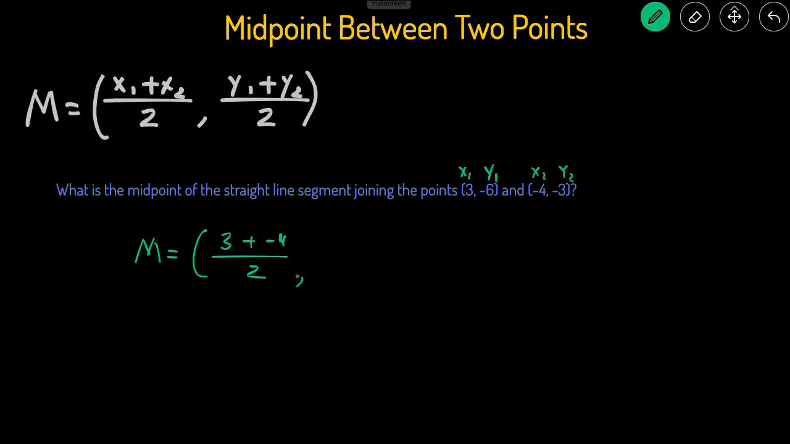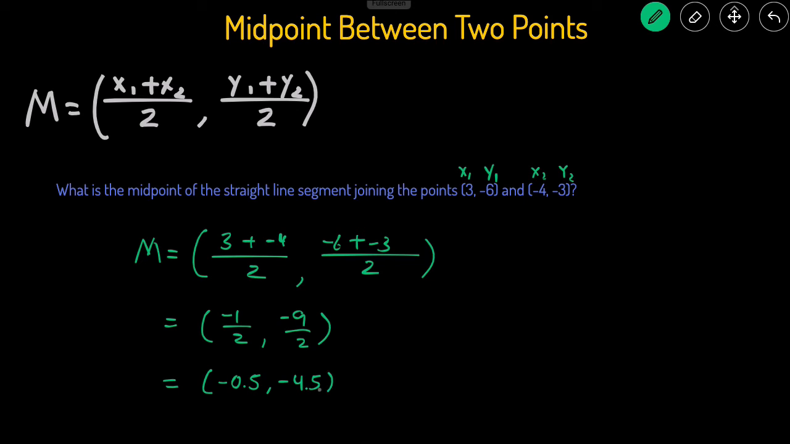And then the y coordinate will be the sum of the y's, -6, y1 plus y2, 3, and then divide that by 2. So 3 plus -4, that's just -1 over 2. And -6 plus 3, that's -3 divided by 2. And we can't simplify these anymore, so we'll just leave it like this. Or if we want to turn this into decimals, this will be -0.5 and this would be -1.5. So those would be the x and y coordinates of the midpoint.